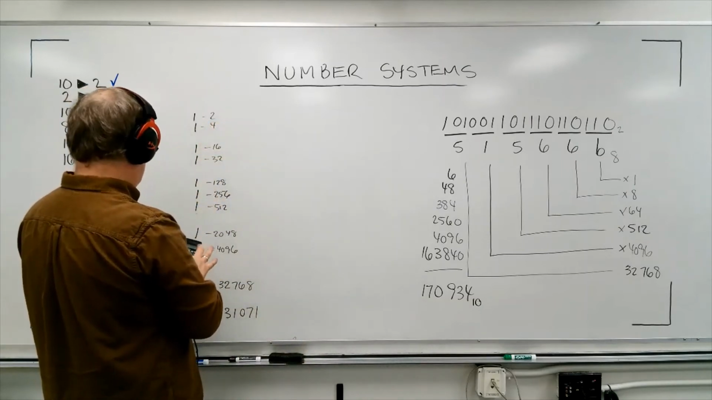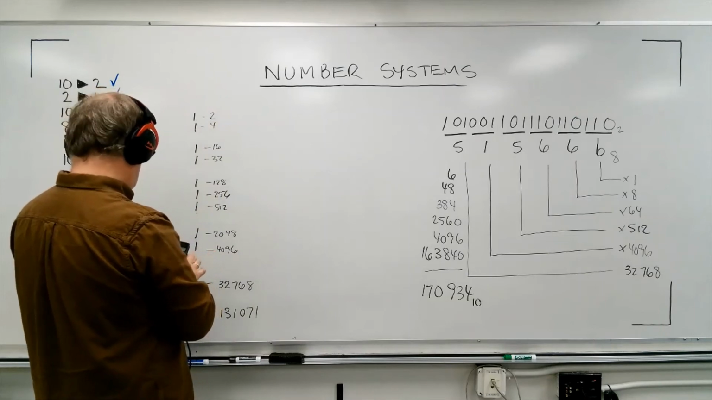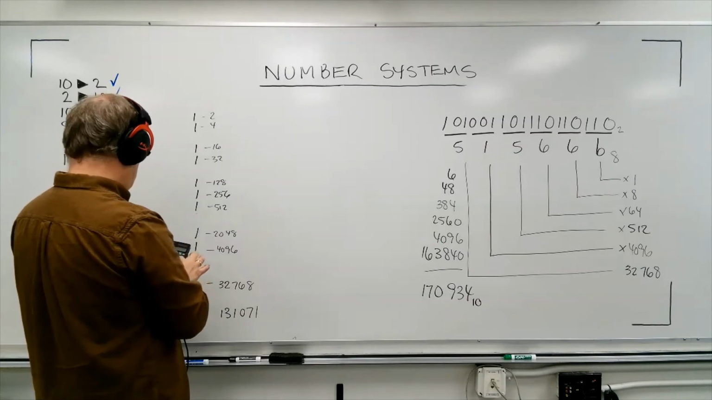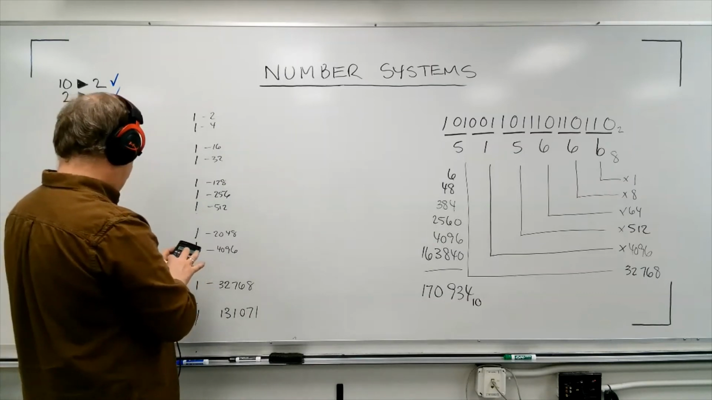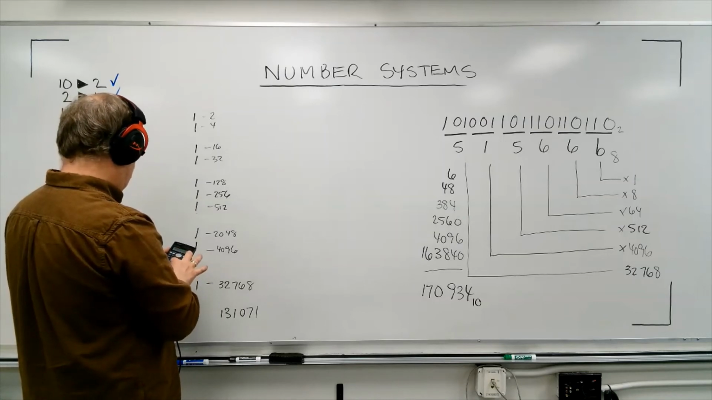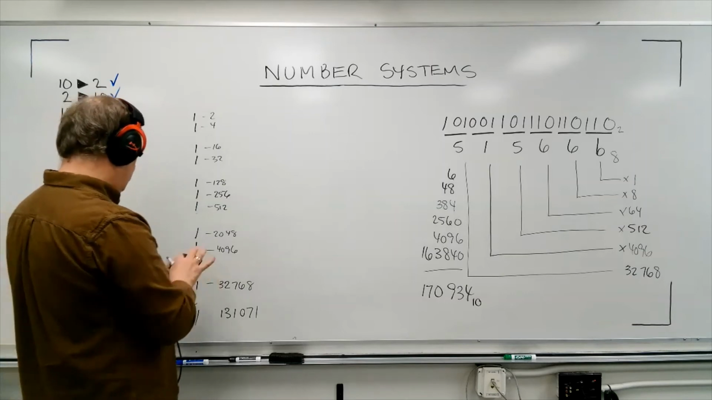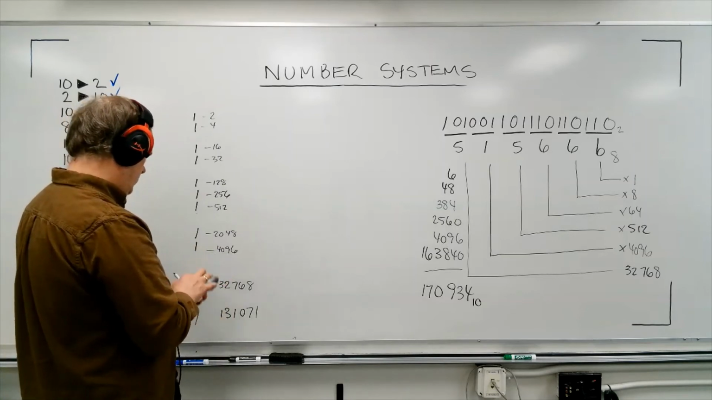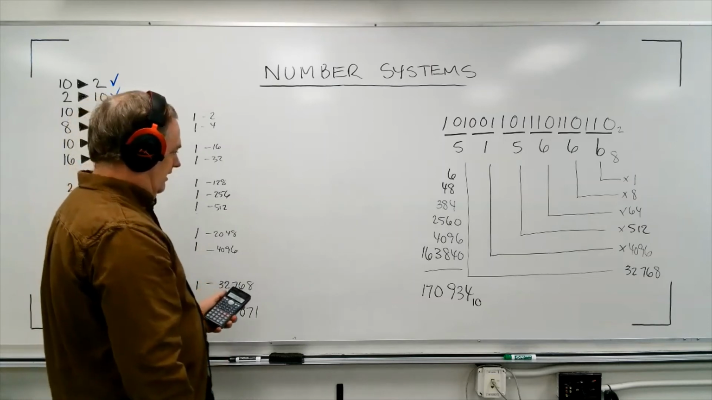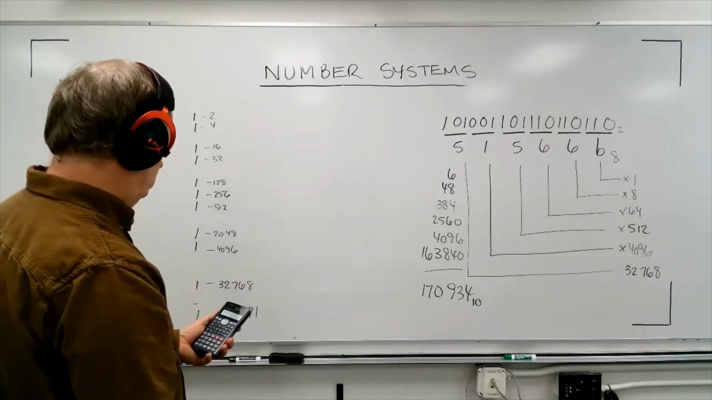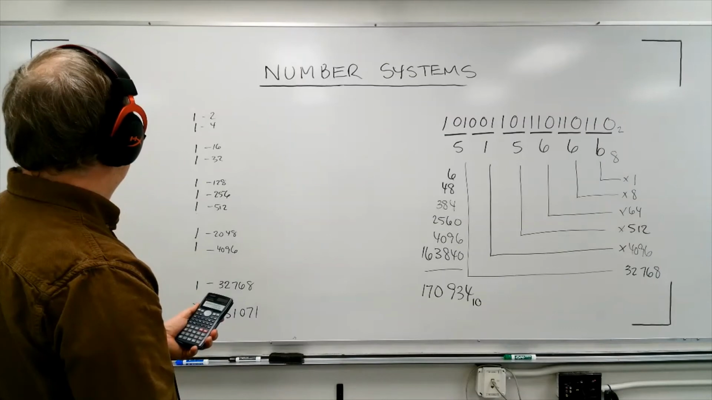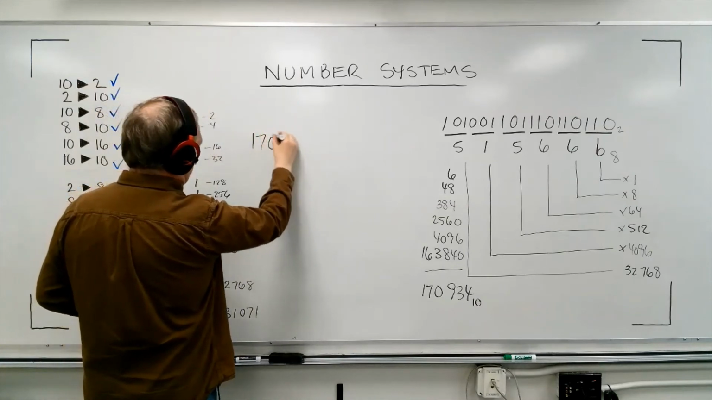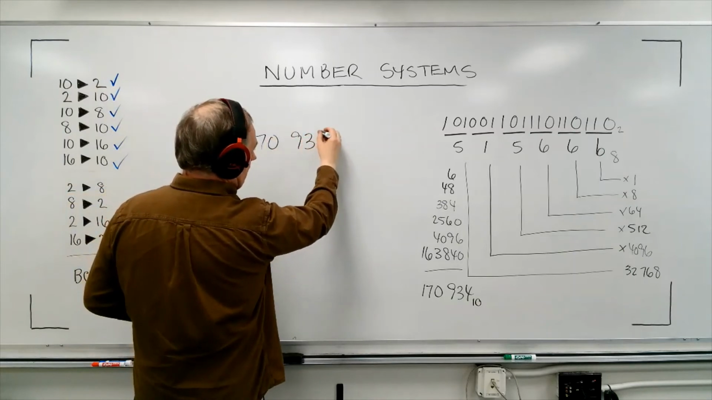Okay, so let's go here. 2 plus 4 plus 16 plus 32 plus 128 plus 256 plus 512 plus 2048 plus 4096 plus 32,768 and down there 131,071. And look at that. 170,934.